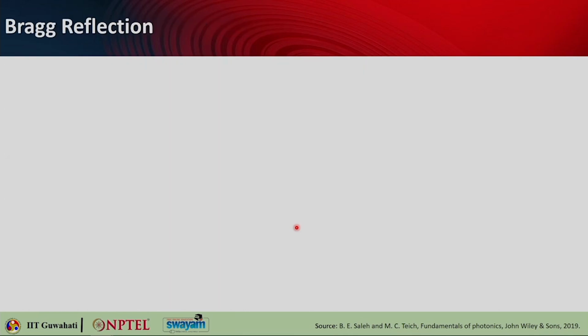FBGs are also very popular for sensing applications because the refractive index of the surrounding media can change, and that can change the wavelength of the reflected light, and that can be used as a sensing mechanism. Now, let us look into Bragg reflection in detail.